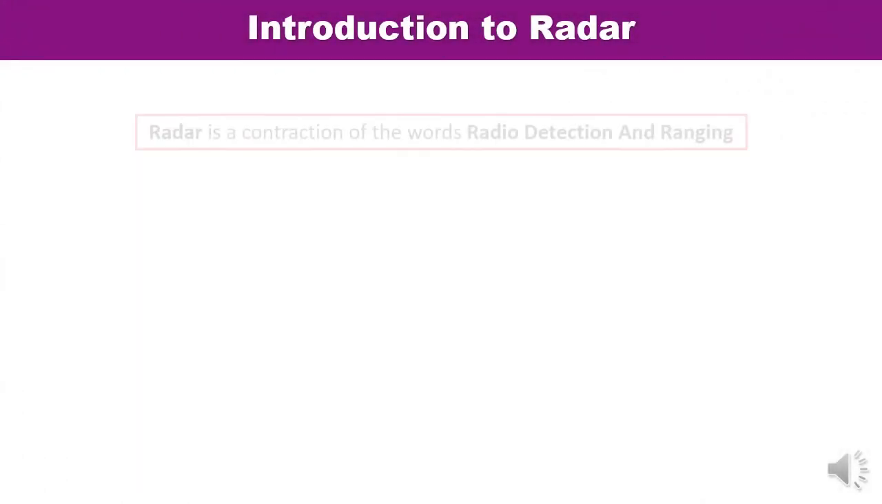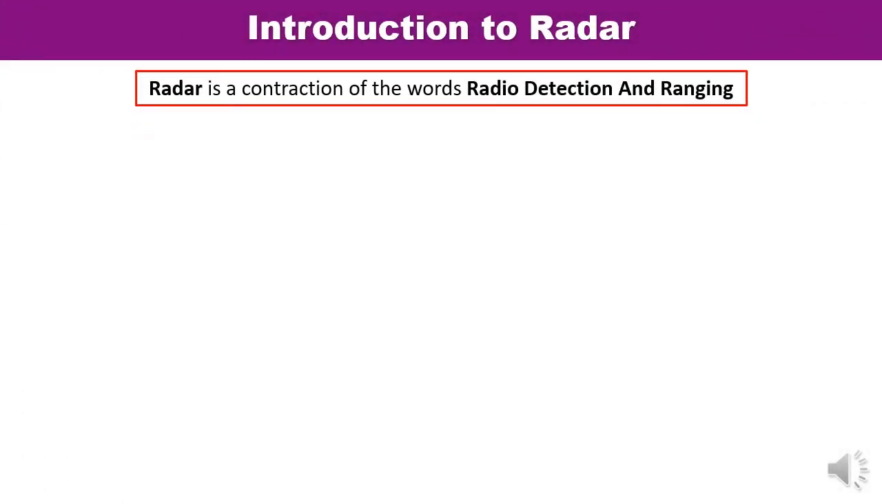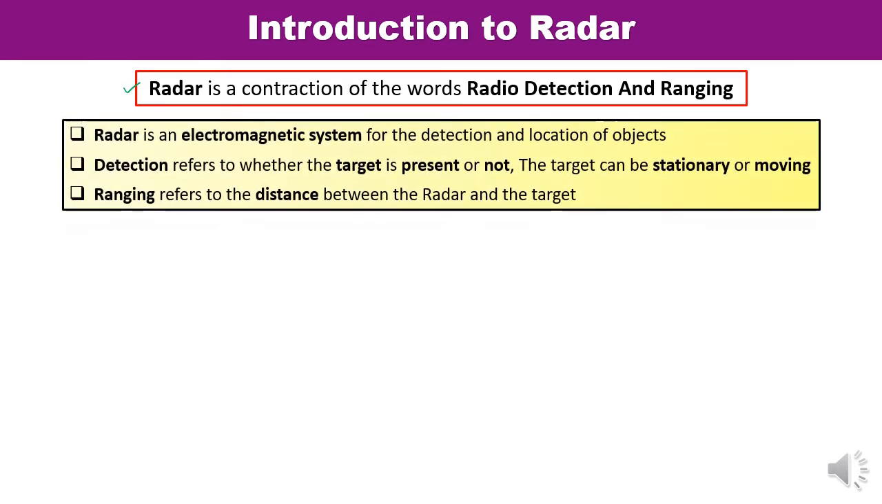Before starting further, let us revise what is radar, what is its function and various applications. So radar is a short form of radio detection and ranging. The function of radar lies in this particular word, detection and ranging. The importance of this is to detect whether the target is present or not. So radar performs this particular function.